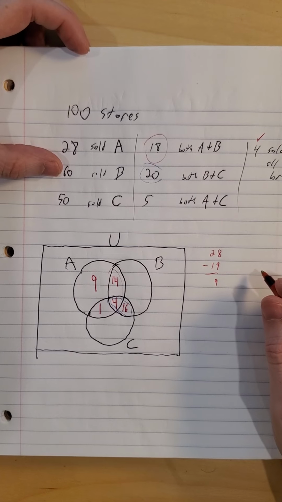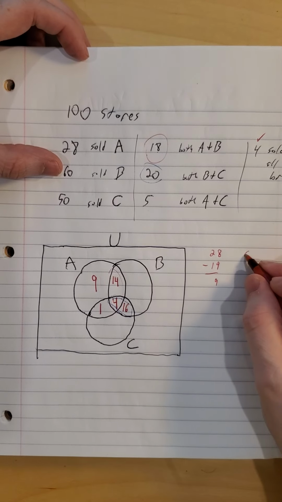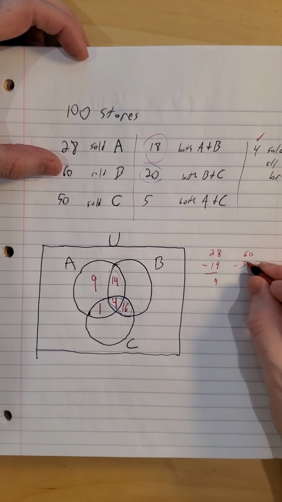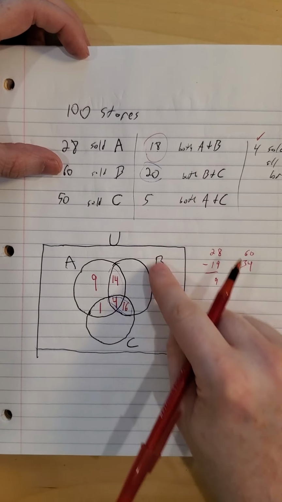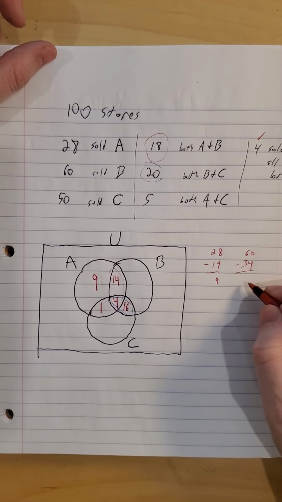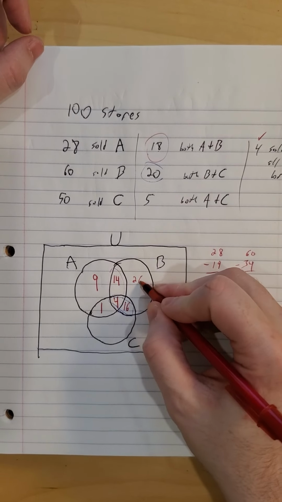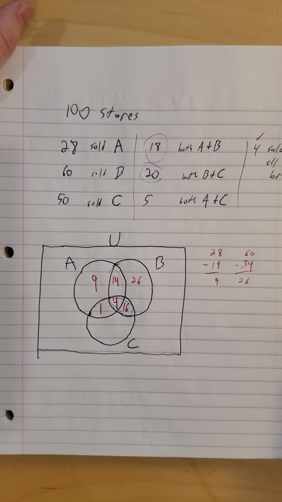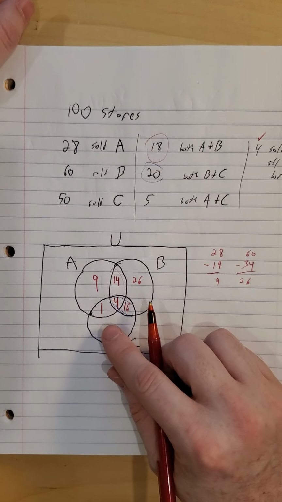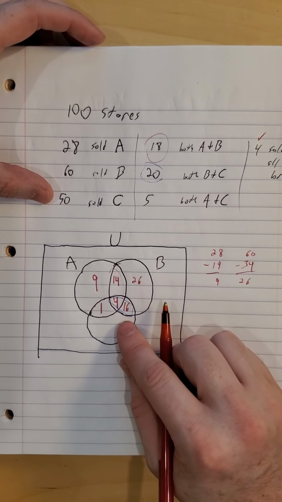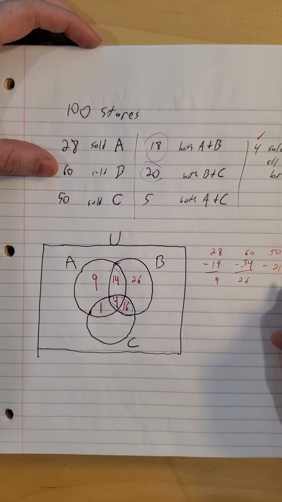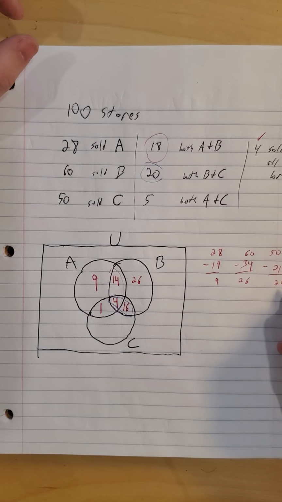60 sold brand B. But remember that we have 34 that are inside of circle B somewhere. So we have 26 that exclusively sold brand B, didn't sell A, didn't sell C. So brand C, we have 50 that sold that, 21 already on the board. So we have 29 left there.